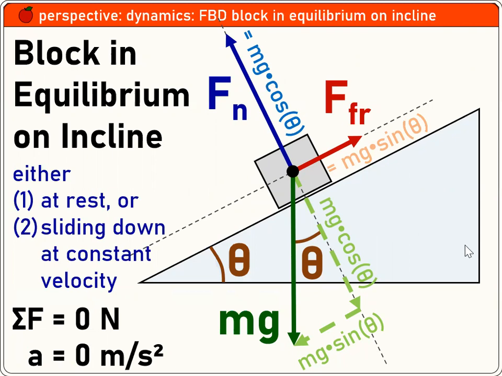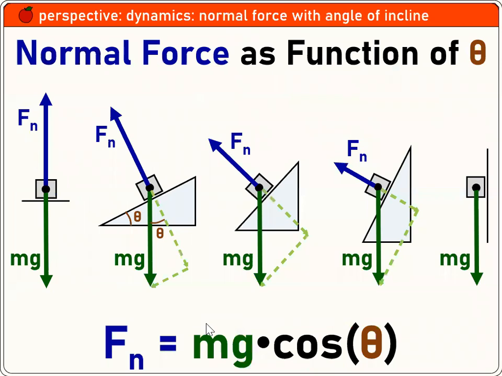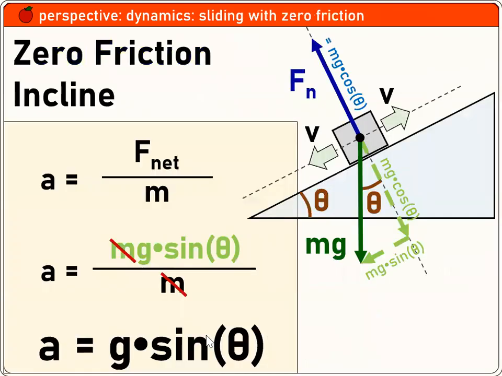So 0 net force. Now, is the block at rest or is it sliding at constant velocity? Well, if all you have is the free body diagram, you don't know. It's ambiguous. It might be either one of those. Those are physically identical. They're both 0 net force and 0 acceleration. As you increase the angle, the normal force changes as g cosine theta. Right, there you go.